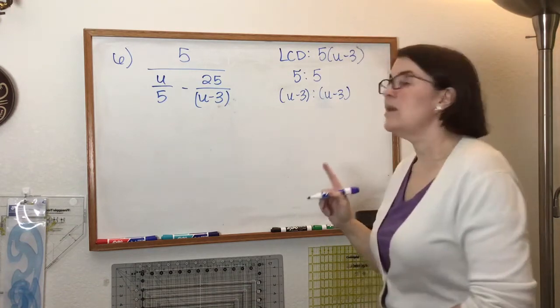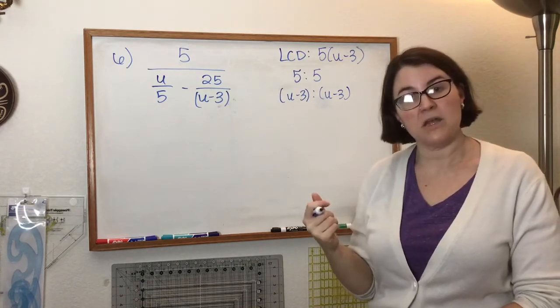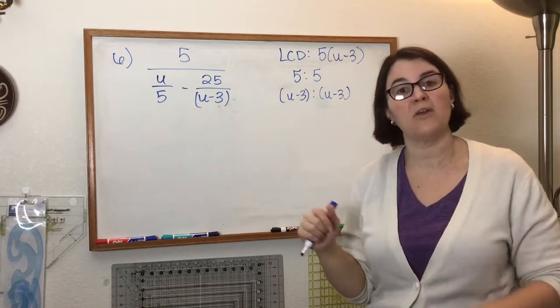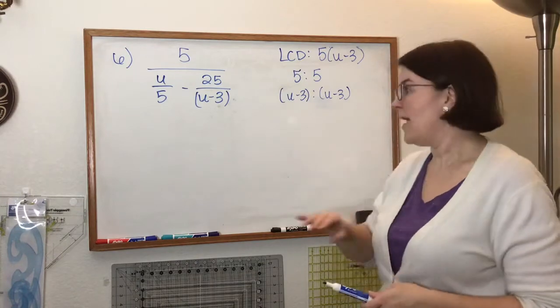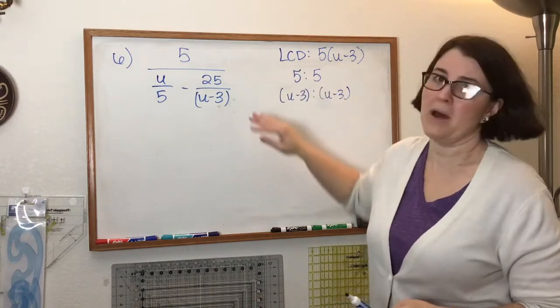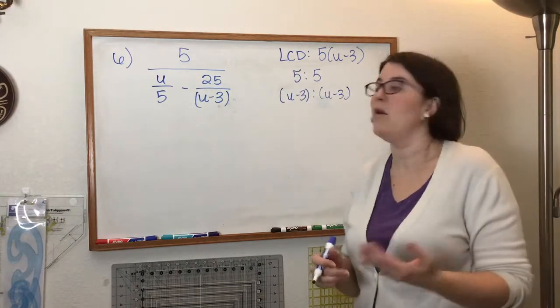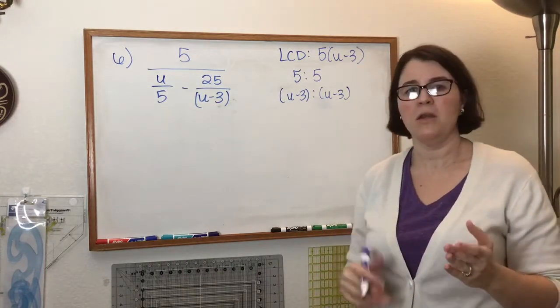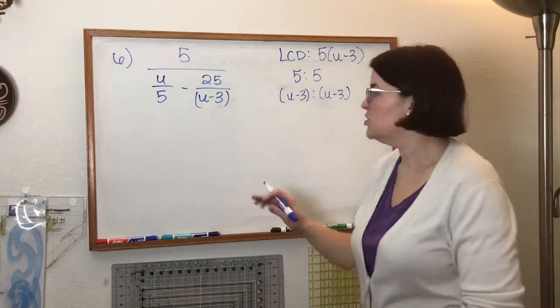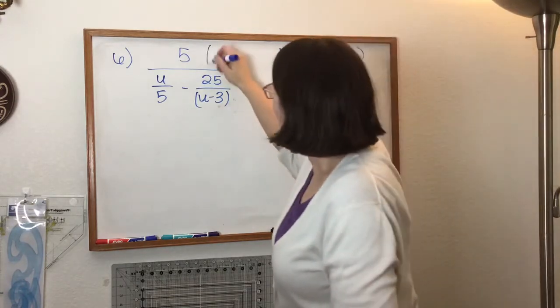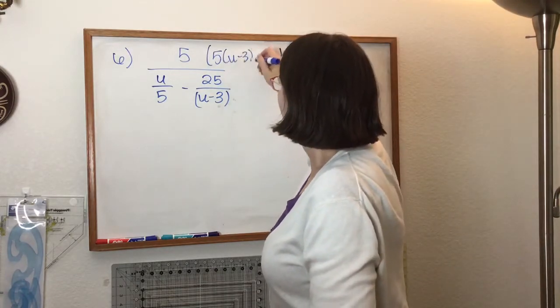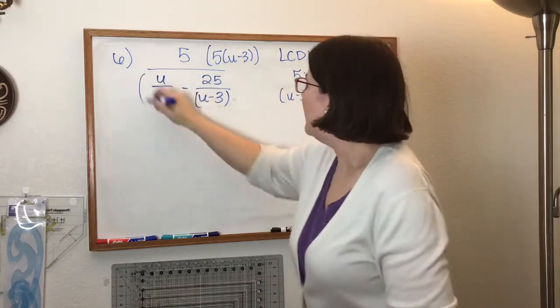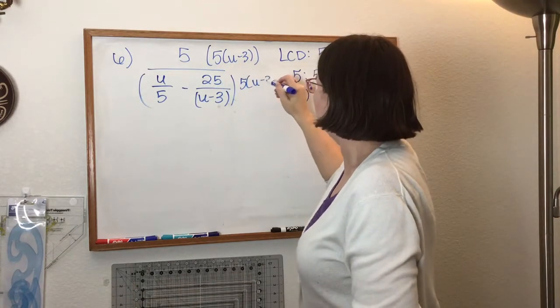Okay, now even though the top is not fractions and we didn't technically use it for the denominator, when you multiply a fraction, you have to multiply the top and the bottom. You can't just be like, oh, well, I want to get rid of just the denominators in the bottom, so I'm going to multiply only the bottom. I mean, you could, but you wouldn't be doing the problem correctly. So I have to multiply the top times 5 times u minus 3, and that's okay. And then I'm going to multiply the bottom times 5 times u minus 3.